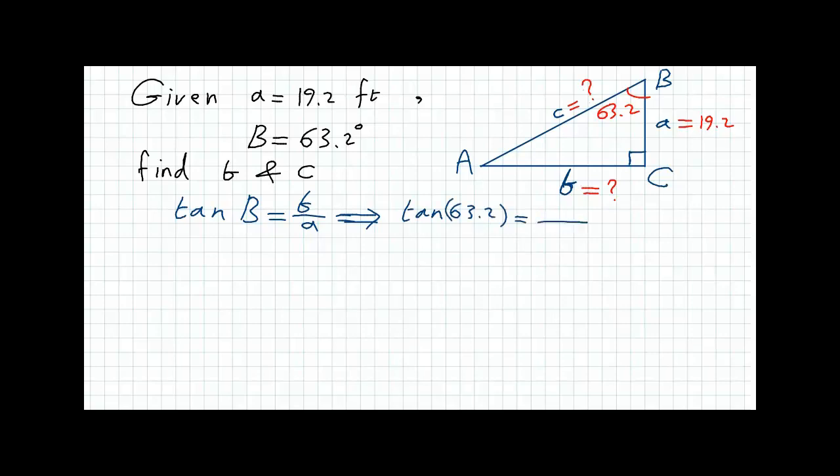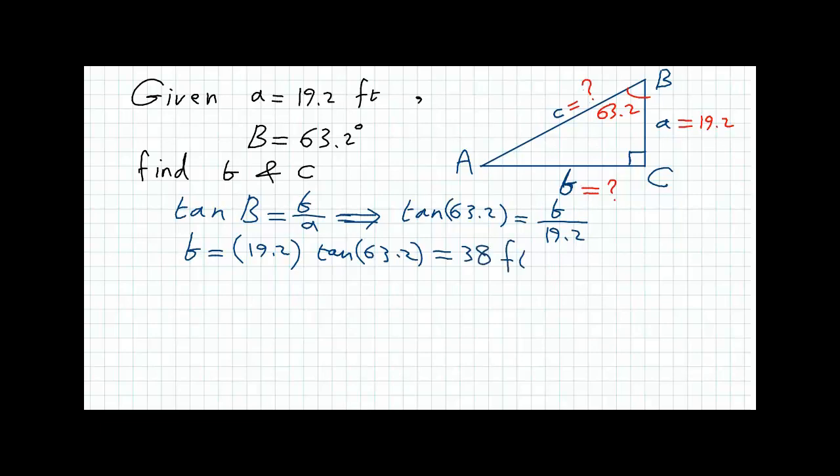This means that tangent of angle 63.2 is equal to b over 19.2. To find b, we will multiply 19.2 times the tangent of 63.2, and this results in 38 feet.